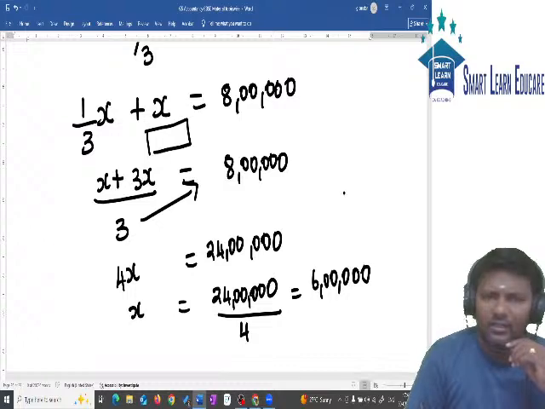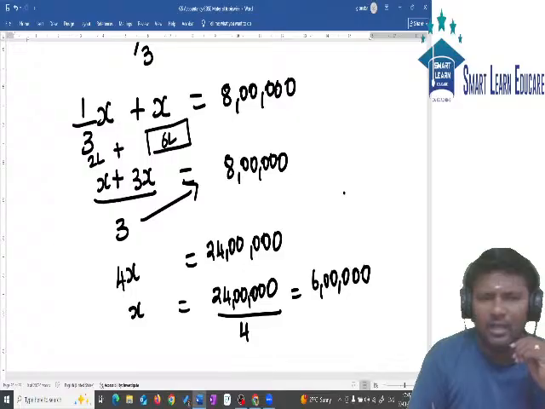Correct? If X is 6 lakh, 1 by 3 of X is equal to 2 lakh. 2 lakh plus 6 lakh will give you 8 lakh. So our answer is correct.